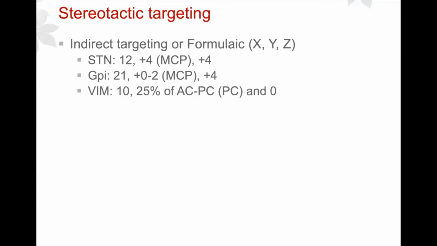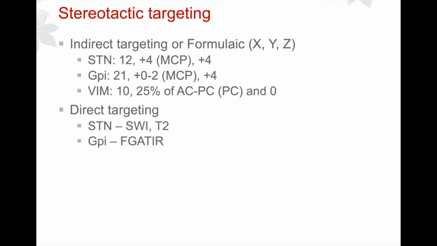Most of us don't really follow these formulas. These help us to make sure that we are not way off in our targeting. With imaging, we are able to look at some of these nuclei. For STN targeting, there are sequences described, SWI and T2, and merging these sequences and playing with the grayscale or even heat or color maps can help you visualize the STN.